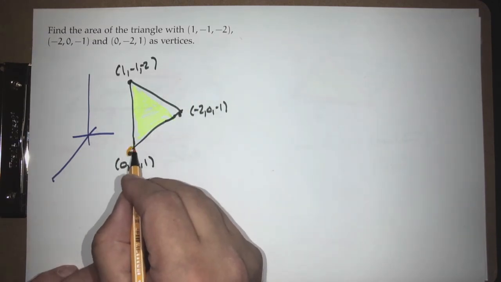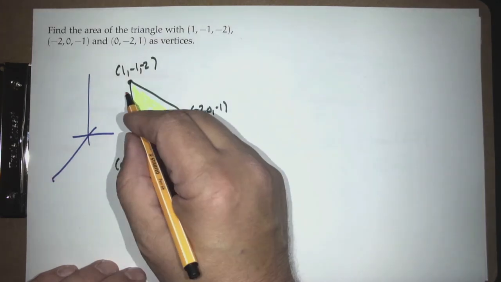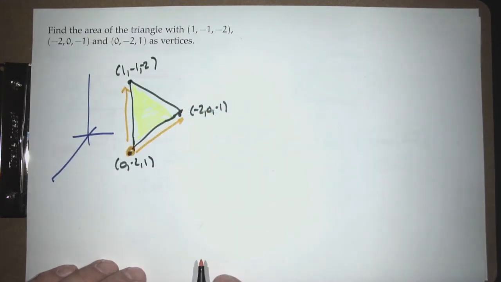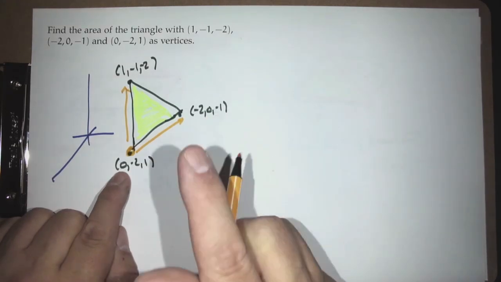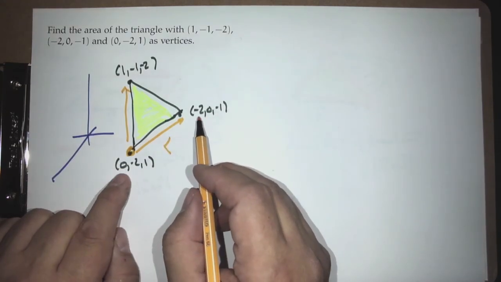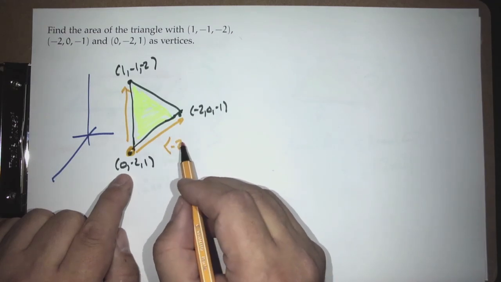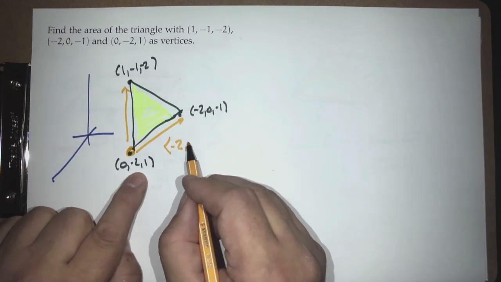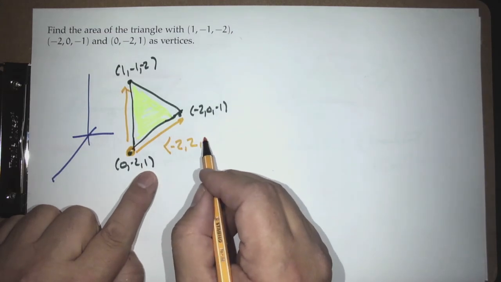Okay. We picked our corner. Now we need to find vectors. And so we say, okay, if you're finding a vector between points, you look at the differences. So how did I change? Well, 0 to negative 2 tells me I did what? I minus 2. Negative 2 to 0? I added 2. 1 to negative 1? I subtracted 2.